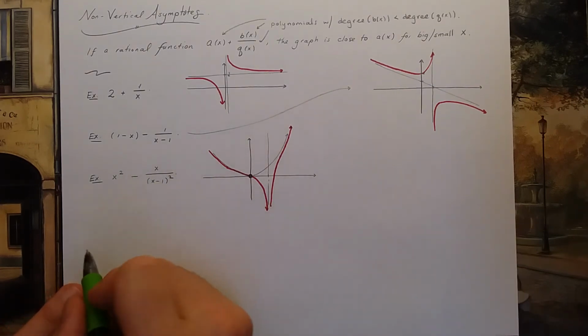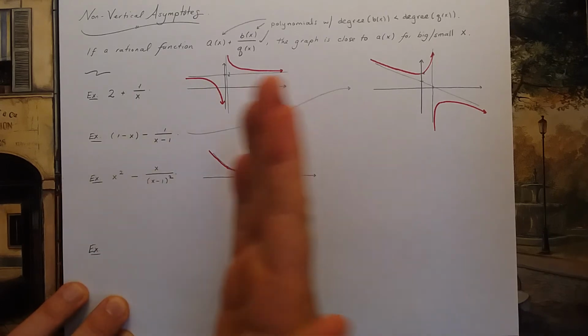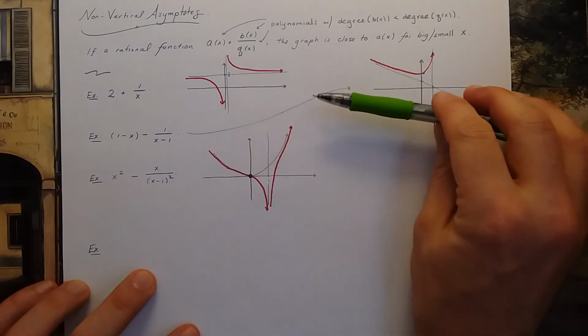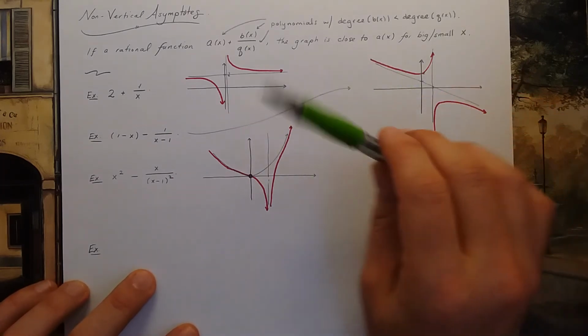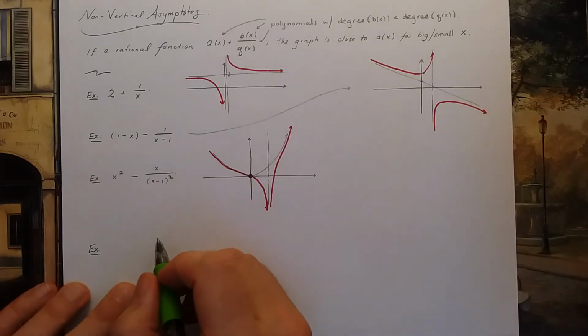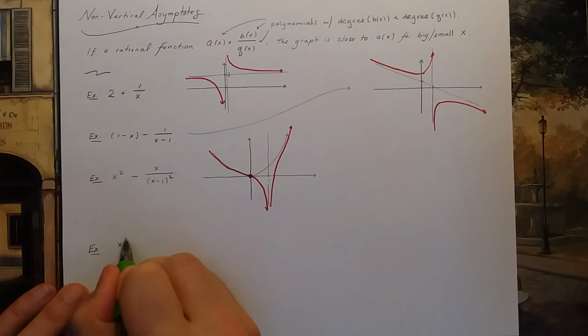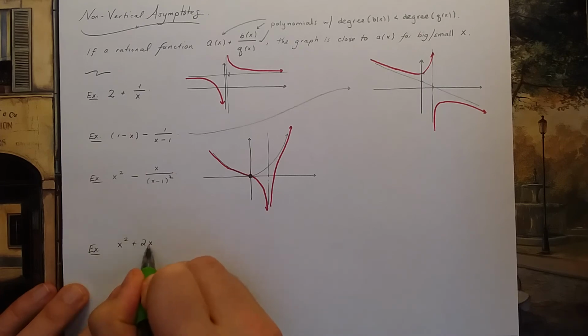Let's finish the video with one final example. The next video I'll even give more opportunities to graph rational functions, and in the next follow-up video I'm even going to give a how-to guide on how to graph these rational functions. But for this video, let's do the example x squared plus 2x plus 3 over x plus 1.